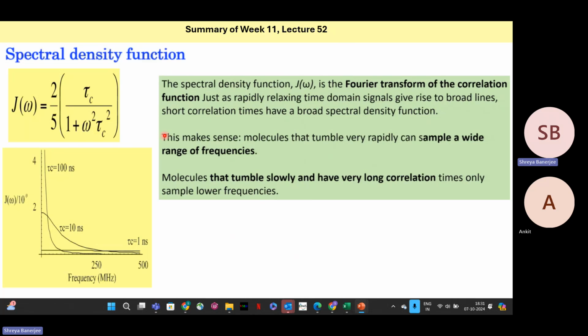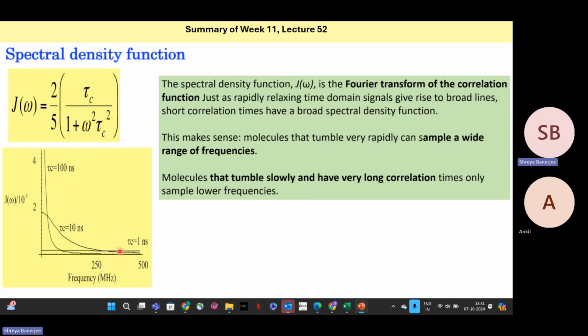Similarly, you can correlate the correlation time with the spectral density function. You can remember the formula of the spectral density function. You can see that since the denominator has tau c squared, it will have more effect than the numerator. So short correlation times, that is, if the denominator is smaller, will increase the value of J, that is, it will give a broad spectral density function.